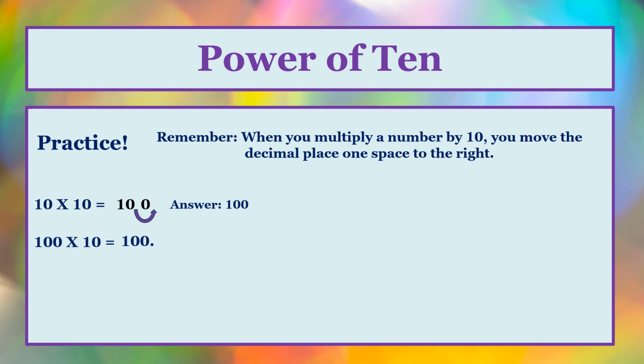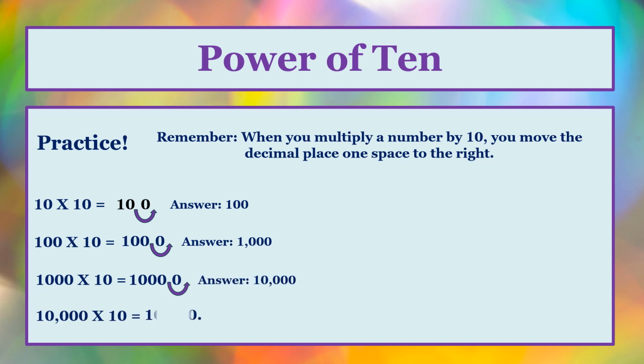100 times 10, so we have 100. We're going to move that decimal place one space to the right, gives us 1,000. 1,000 times 10, we have 1,000. Move that decimal place one space to the right, and we're going to get 10,000, and 10,000 times 10 is going to give us 100,000.